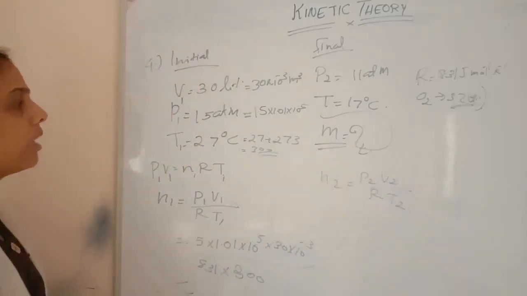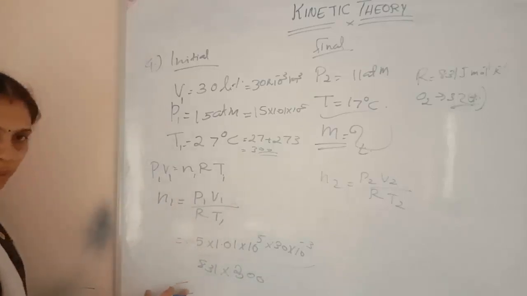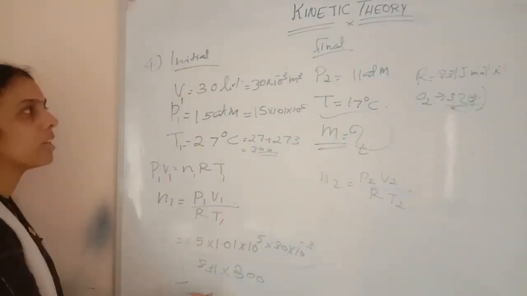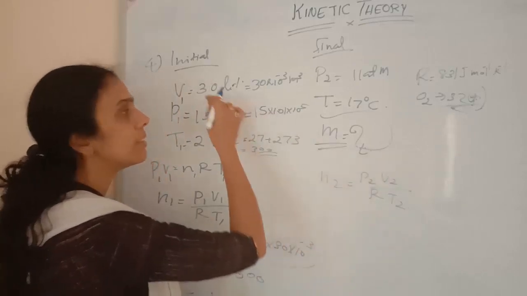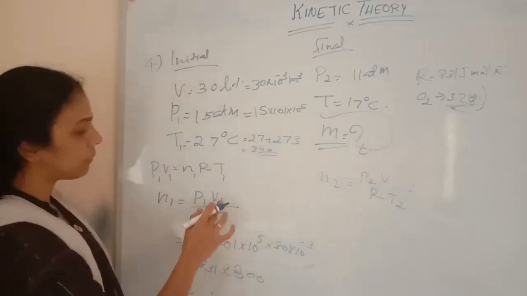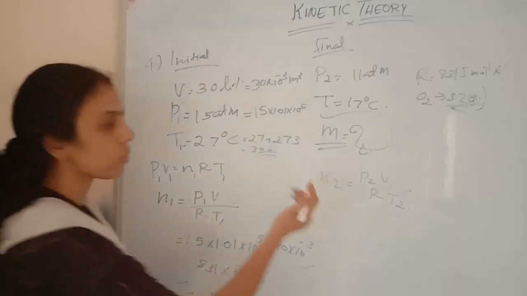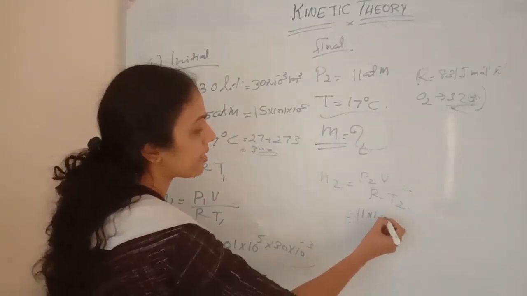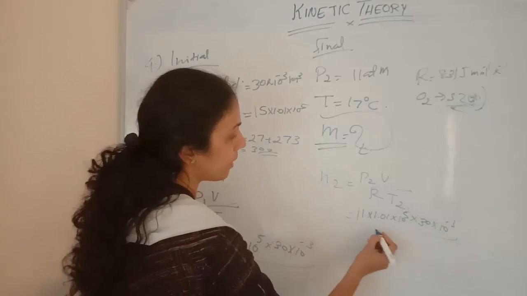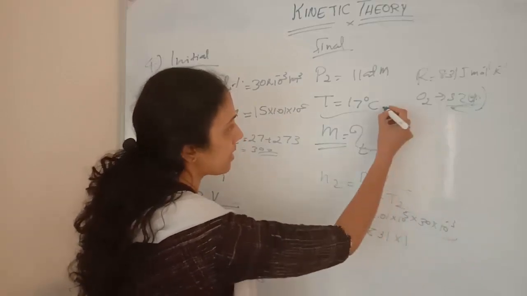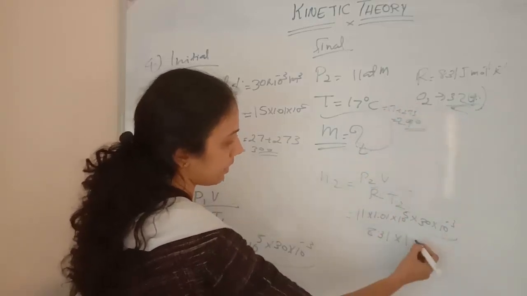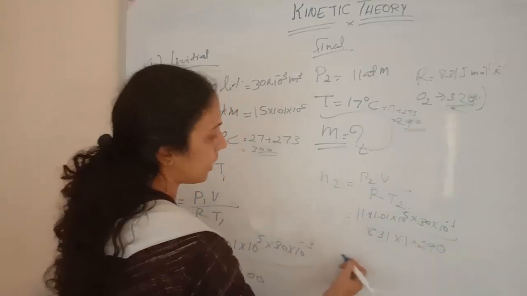N2 we don't know. How many moles are there? Depending on that, molecular weight is 32, so 32 into this many moles you can find out. Now what is V2 here? The cylinder volume is not changing, right? So N2 equals P2 V, here also we can take V1 only, because we are using the same cylinder. So 11 into 1.013 into 10 to the power 5 into 30 into 10 to the power minus 3 divided by 8.31 into 17 plus 273, that is 290. That one you can find out.